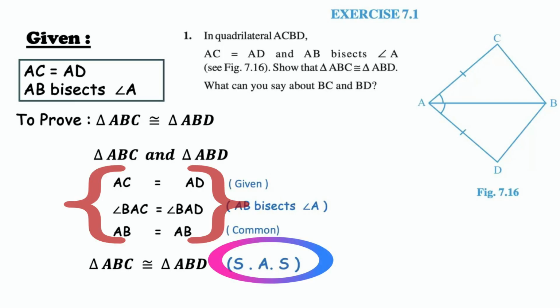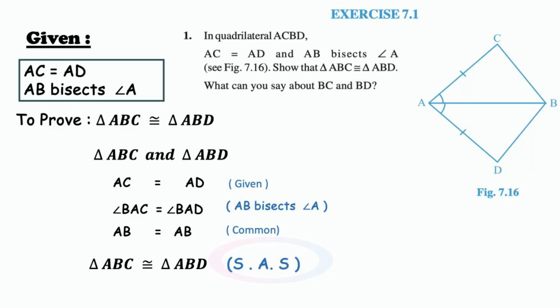Now, what can we say about BC and BD? Corresponding parts of congruent triangles are equal, so BC equals BD.